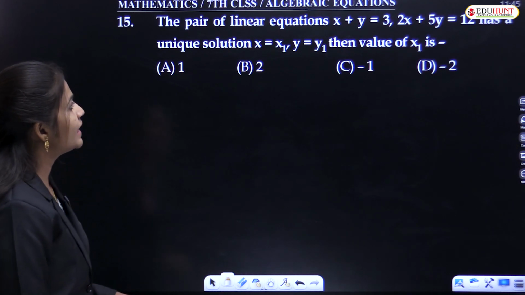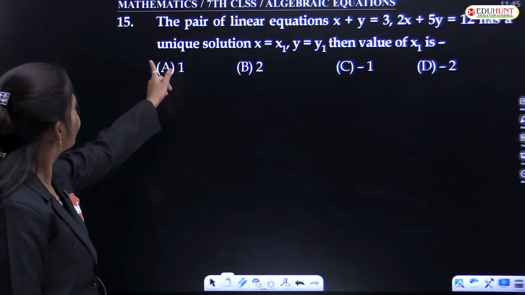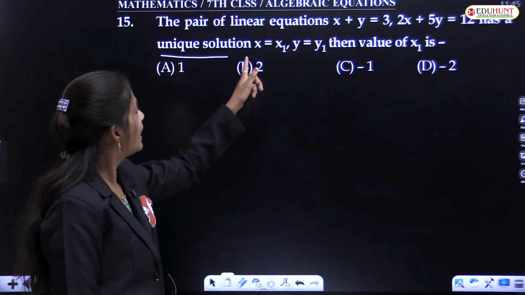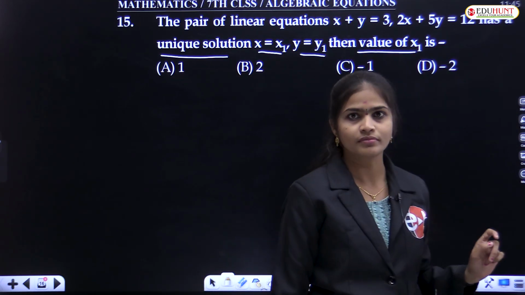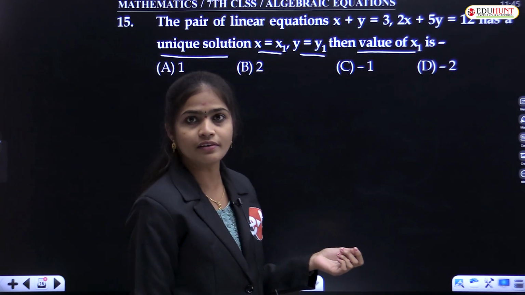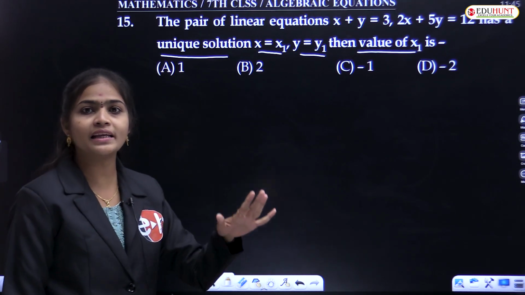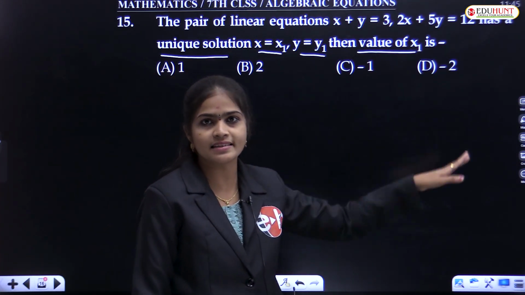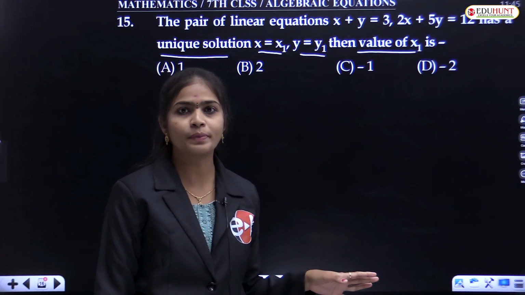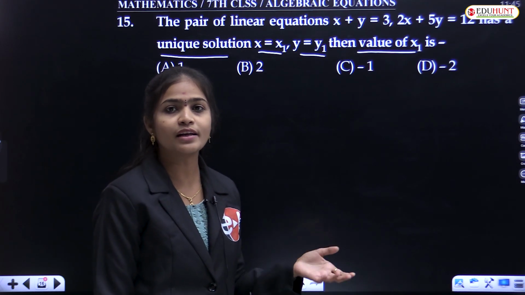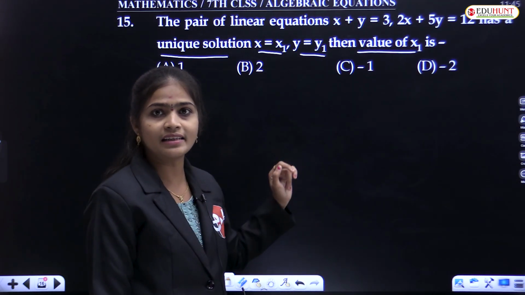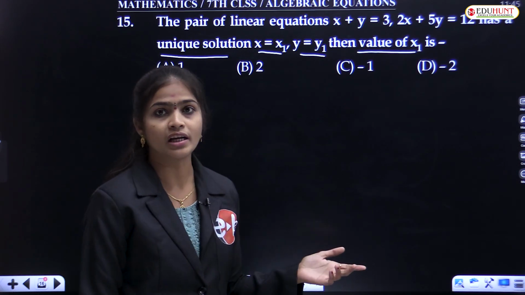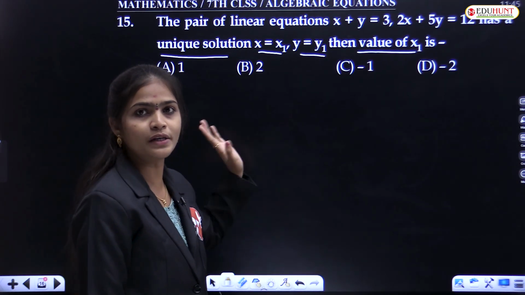The pair of linear equations has a unique solution, x is equal to x1, y is equal to y1, then the value of x1. While seeing the question you may get confused. Don't be confused, they are simply asking what the value of x is. If you read the question properly, you can easily understand what they are asking. Don't worry about x1, y1. This is a very simple question.